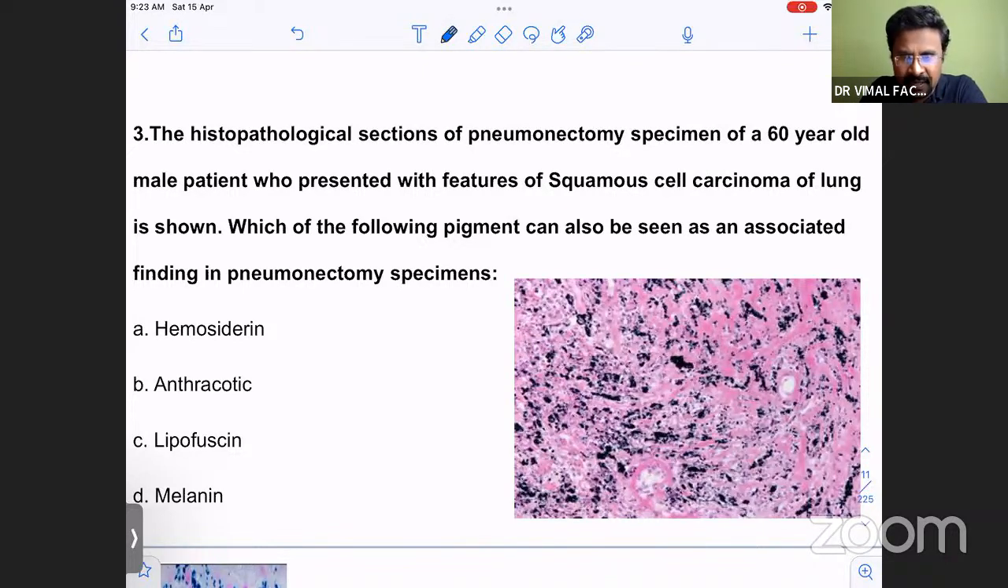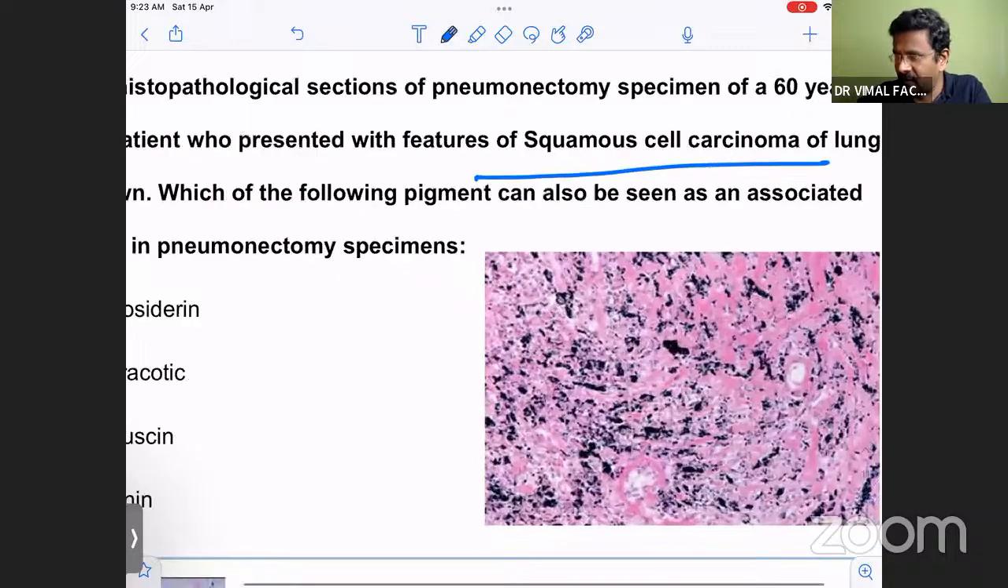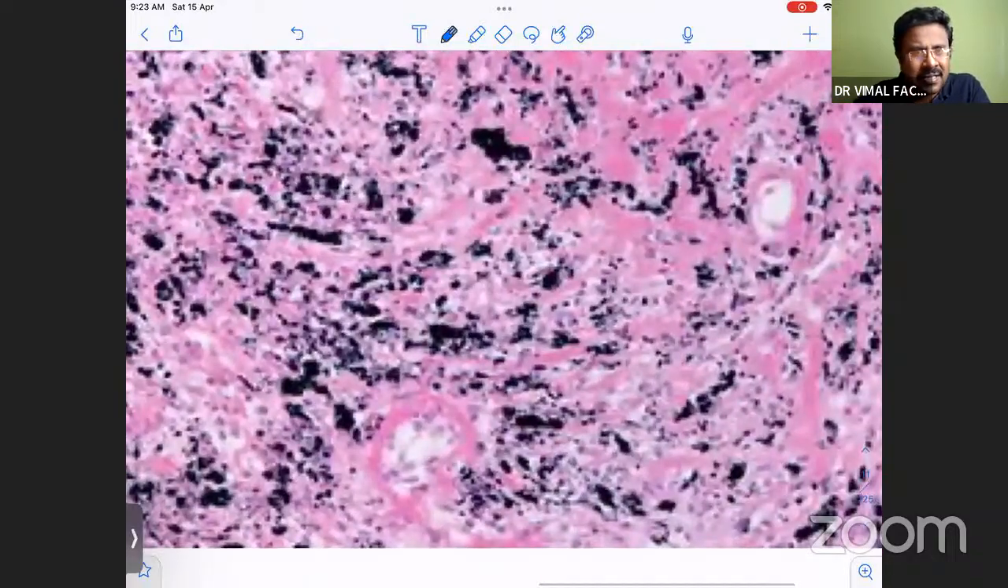Pneumonectomy specimen. So this is actually a case of pneumonectomy, that is, they have removed the lung. Why have they removed it? Because the patient has squamous cell carcinoma. In addition to the squamous cell carcinoma findings, what you are seeing is a deposition of black color pigments. So black color pigments are deposited in the lung.